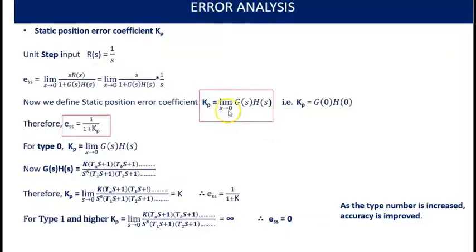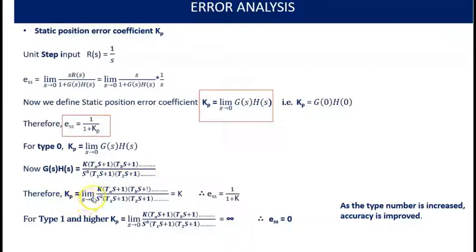So applying the limit s tends to 0, Kp is equal to G(0)H(0). Therefore, the steady state error, the s will get cancelled, is equal to 1 divided by 1 plus Kp. For type 0, Kp is equal to limit s tends to 0 of G(s)H(s). Now, G(s)H(s) is equal to K into (TA s plus 1) into (TB s plus 1) divided by s raised to n, into (T1 s plus 1) into (T2 s plus 1), etc.